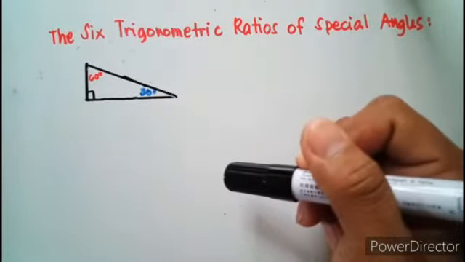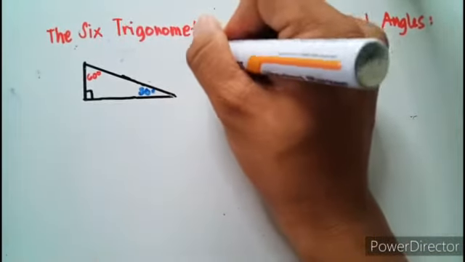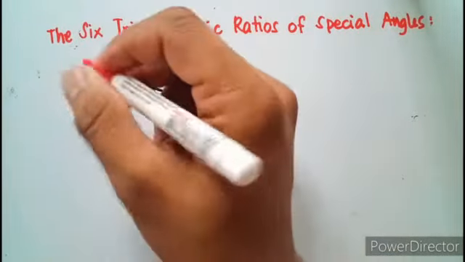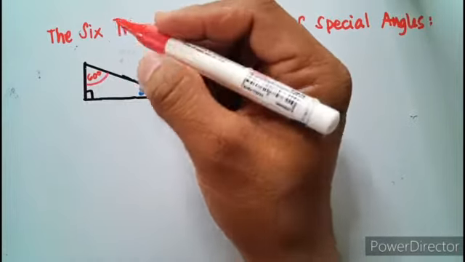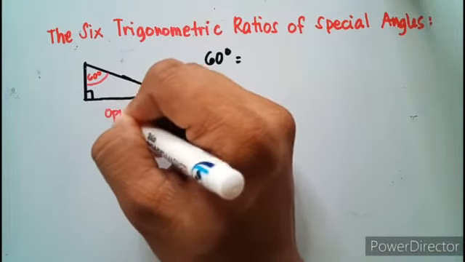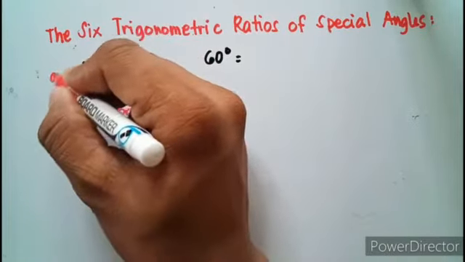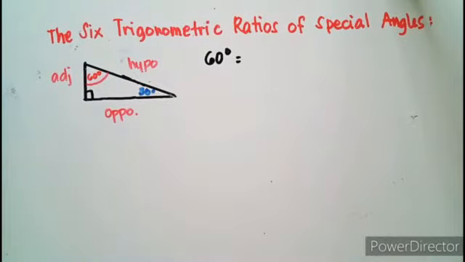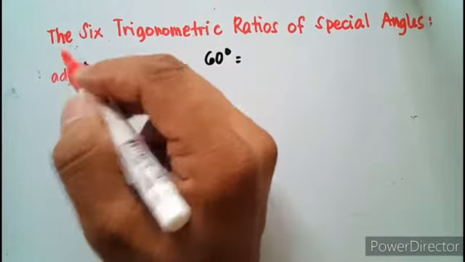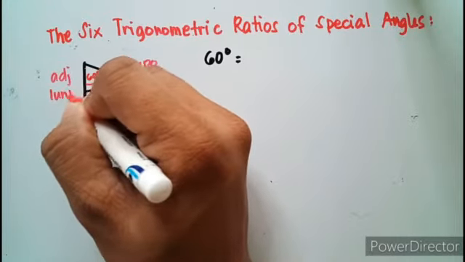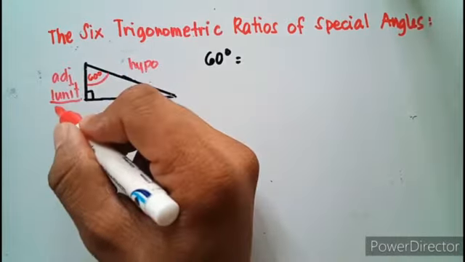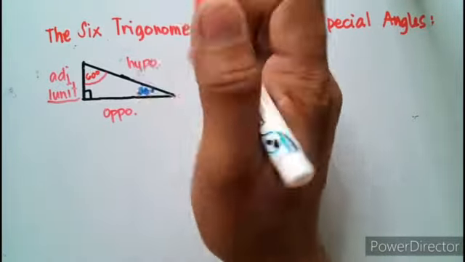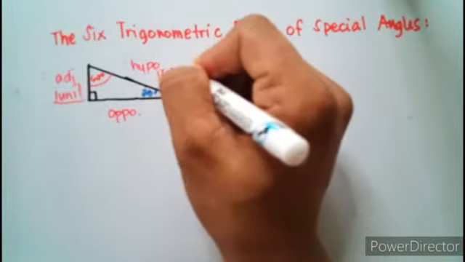The six trigonometric ratios of the special angle 60 degrees. So for our 60 degrees, this is our reference angle. If this is our reference angle, this is our opposite side, this is our adjacent side, and this is our hypotenuse. Using our universal assumption, the shorter leg will be 1 unit. If this is 1 unit, our hypotenuse is 1 times 2, that is 2.